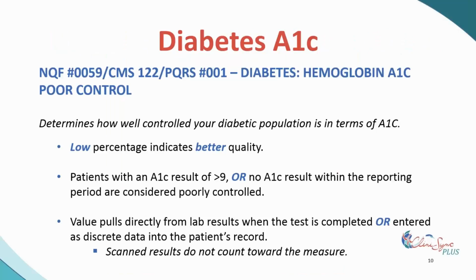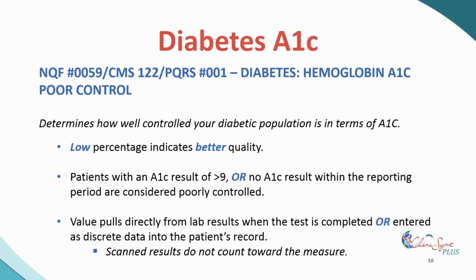So let's take a look at the diabetes A1C measure. It's also called NQF 59, CMS 122, PQRS 1, and there's an ACO number that I didn't put on this slide, but it's the diabetes hemoglobin A1C poor control measure. This is what we call a reverse measure because you want to get a lower percentage. Lower is better on this measure, where in most cases higher is better.